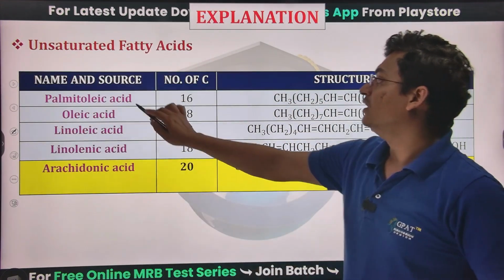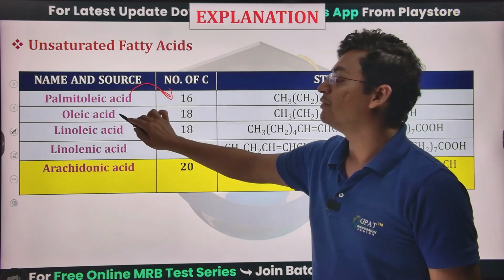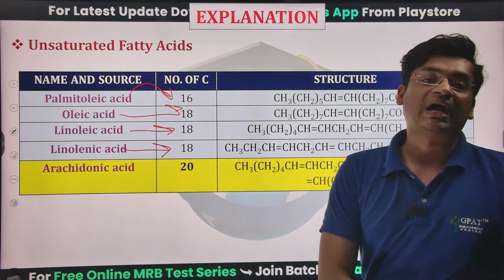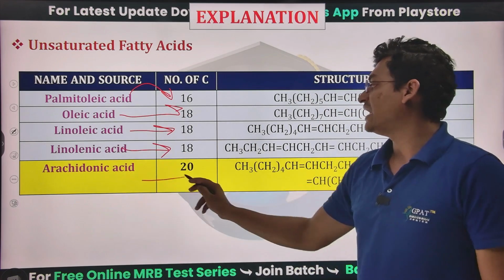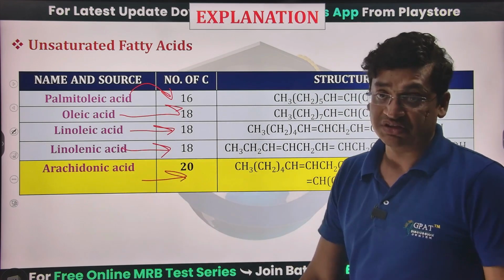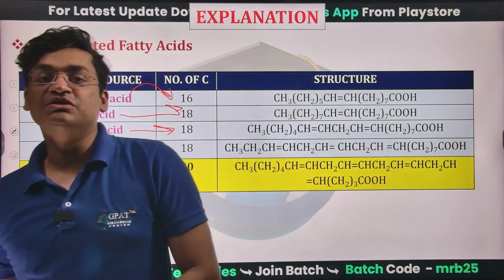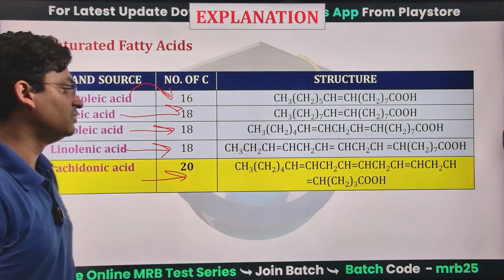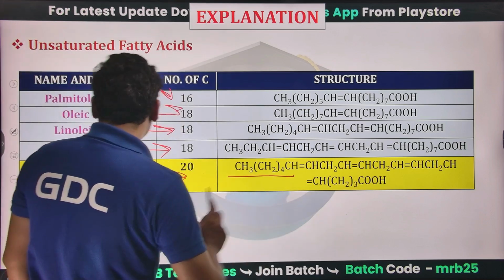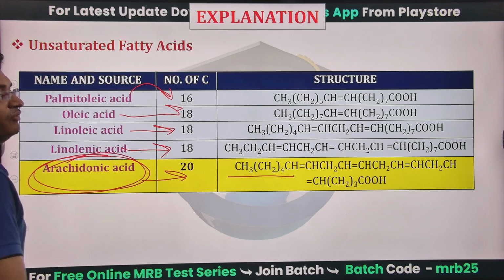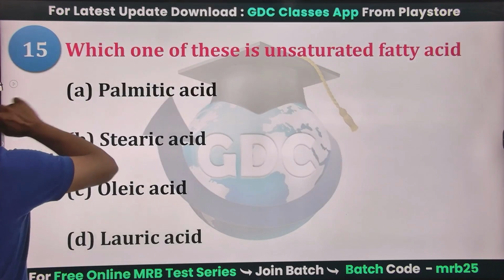Palmitoleic acid has 16 carbons, oleic has 18 carbons. Linolenic and linoleic both have 18 carbons, while arachidonic acid has a 20 carbon chain. Eicosanoids also have 20 carbon chains, but they are unsaturated. Arachidonic acid is also unsaturated, with a 20 carbon chain.